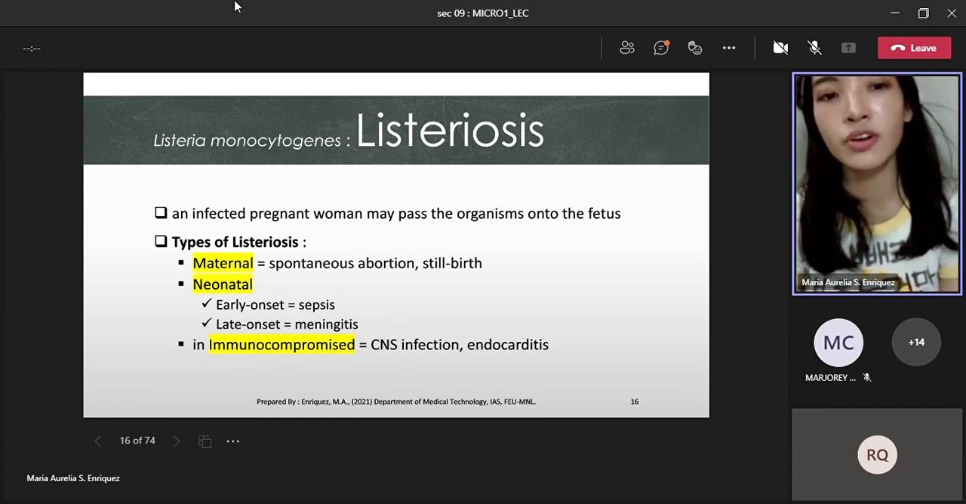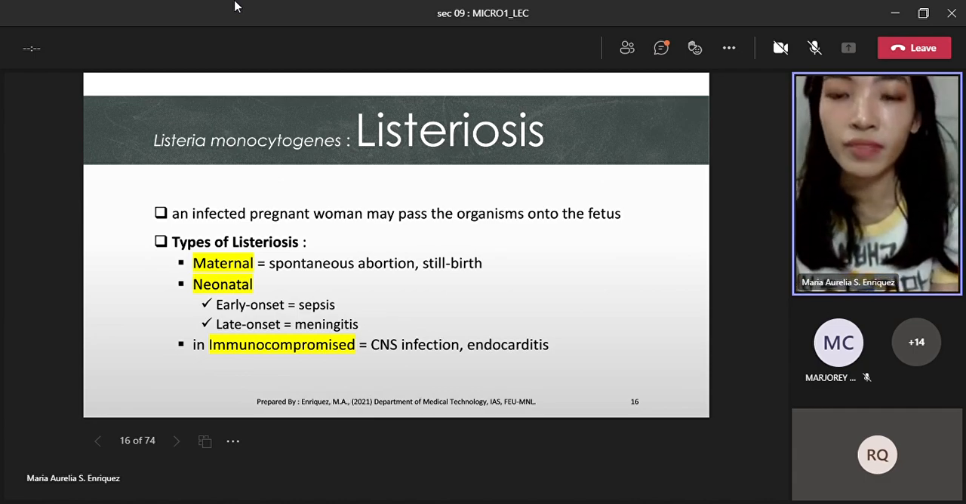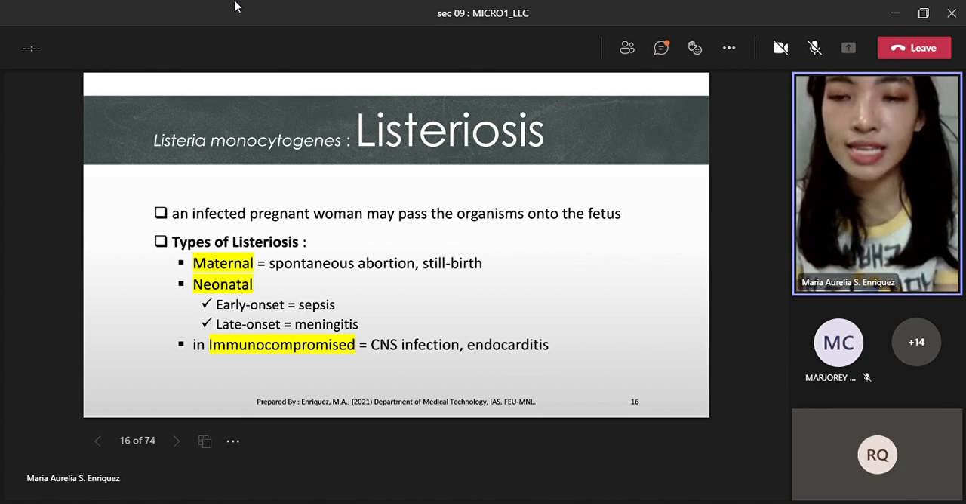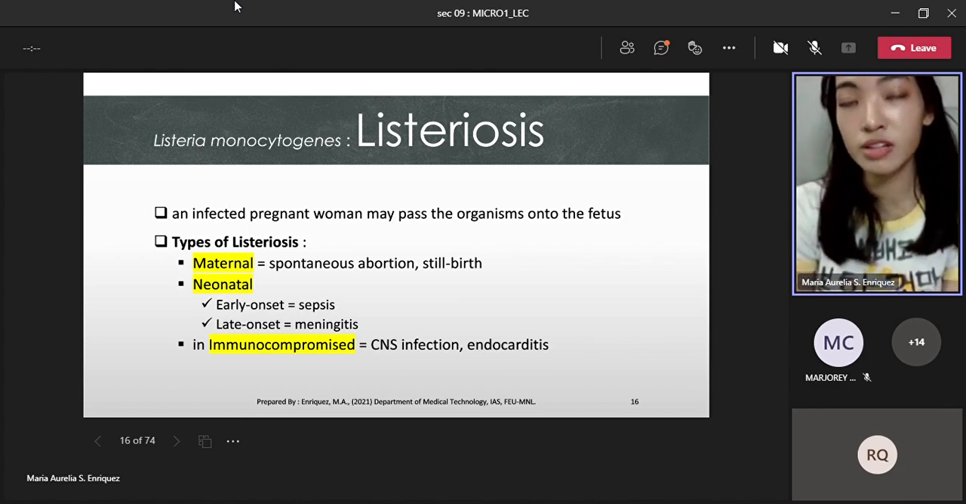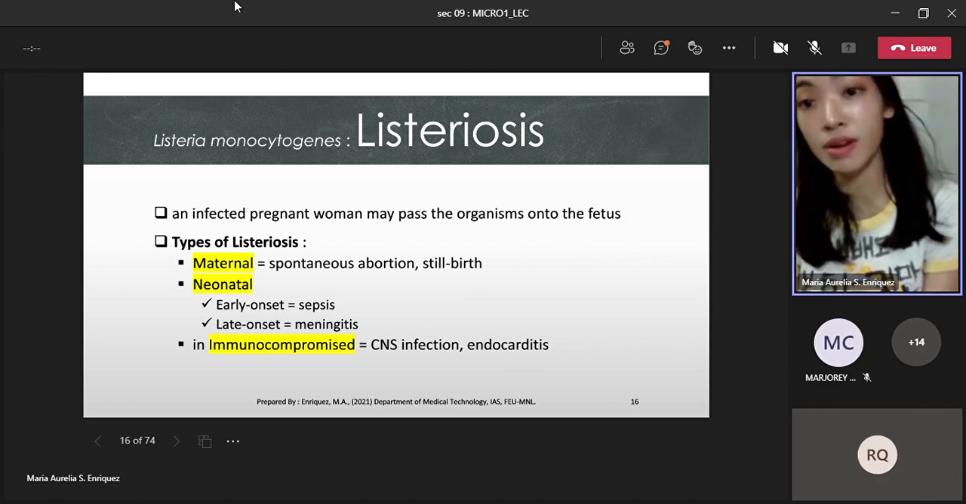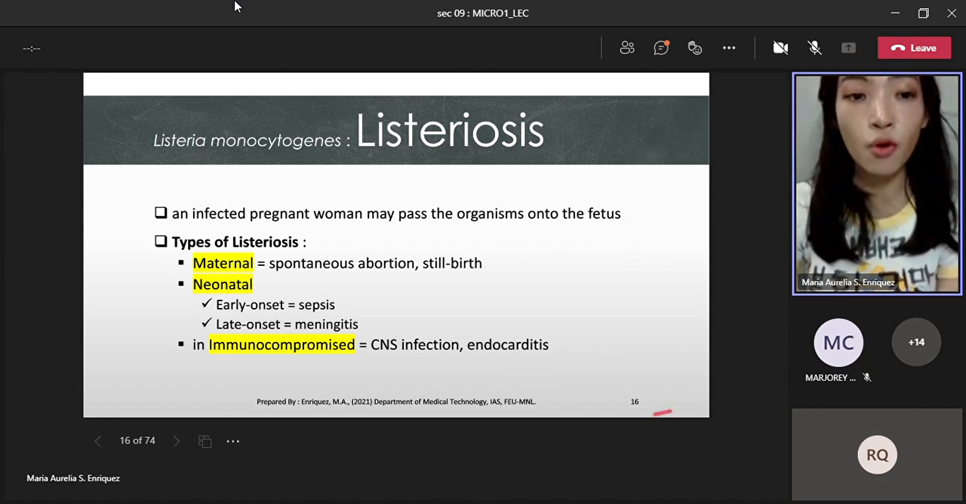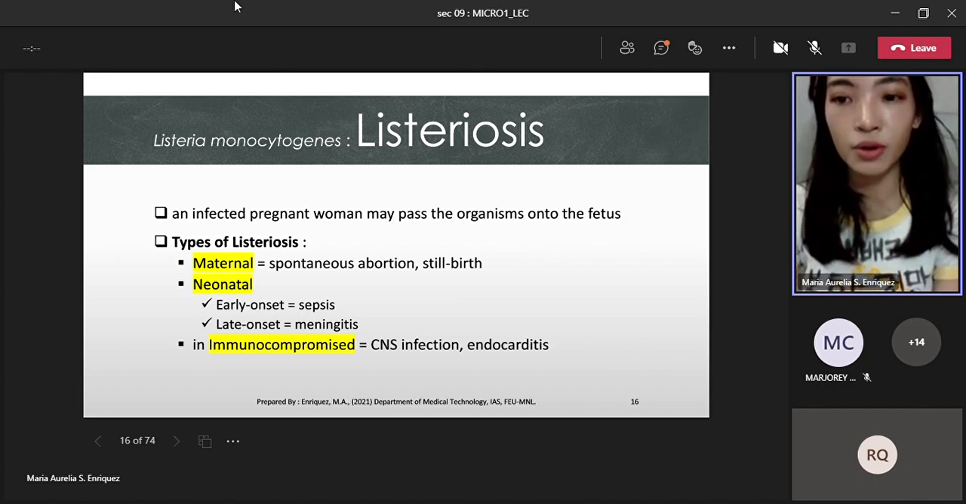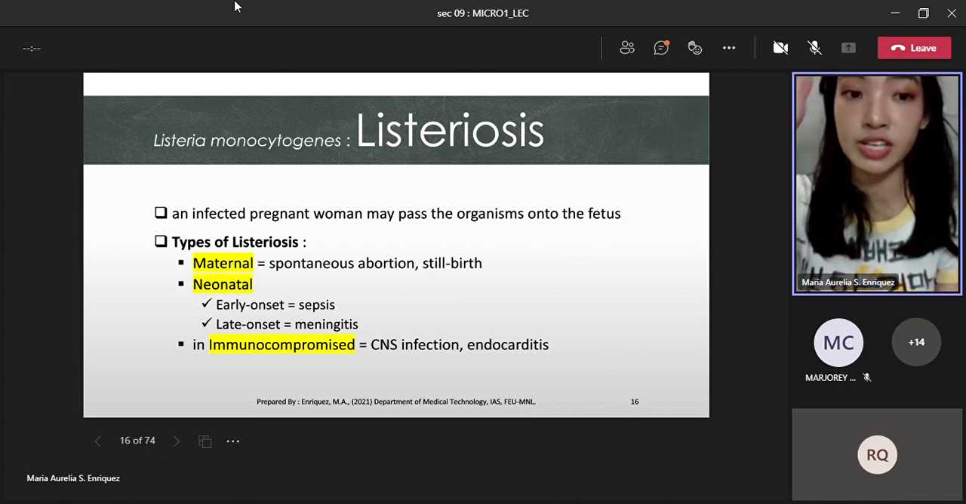Okay, let's now talk about listeriosis. So studies have indicated that the ingestion of contaminated food with subsequent spread through the intestine is the primary mode of transmission for listeriosis. So ayan po, ito yung mga different forms of listeriosis.